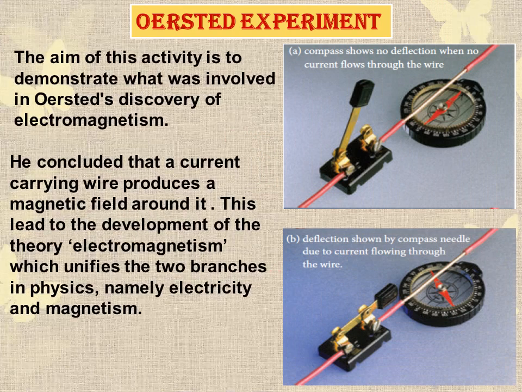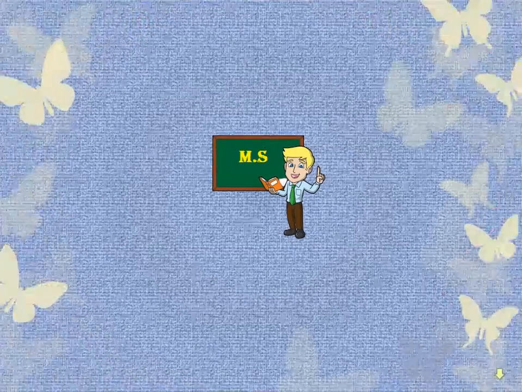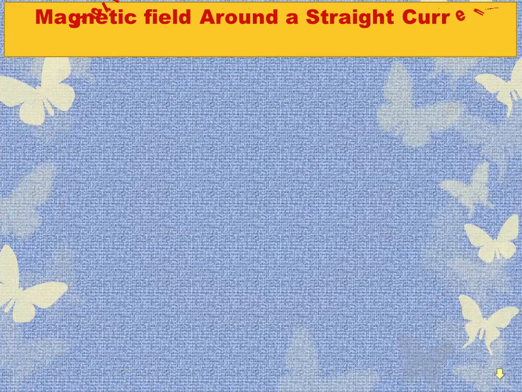And Oersted concluded that a current carrying wire produces a magnetic field around it. This leads to the development of the theory of electromagnetism, which unifies the two branches in physics, namely electricity and magnetism. Now, let's see the magnetic field around a straight current carrying conductor and circular loop.